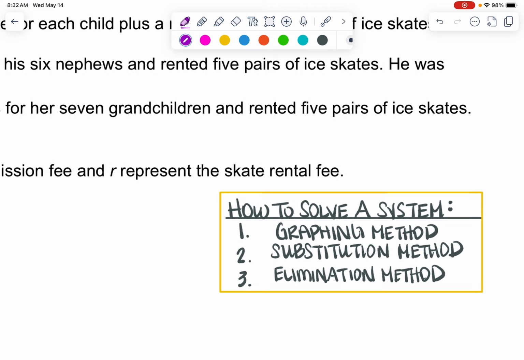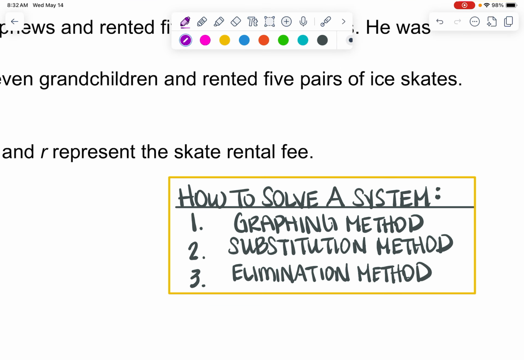I've gone ahead over here. These are the 3 methods that we learned to solve a system that you need to remember. The graphing method is when you just graph it, and remember, we're looking for the one point that the 2 lines have in common. That's their solution. So the graphing method is nice and easy because you can just graph the 2 lines and see where they cross. The only downfall to that, of course, is that both of your equations need to be in y equals mx plus b form.